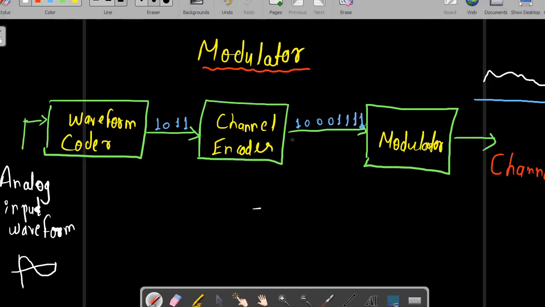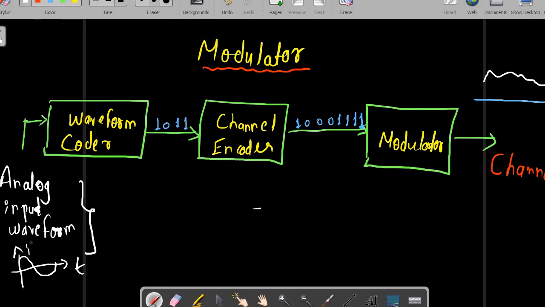Hello all, so we are going to start with the modulator block diagram, and from this video we are going to start the entire communication playlist. So let's start. Here we have an input analog waveform. As we all know, everything in nature is analog. So this is our analog input waveform, varying with respect to time, small t.